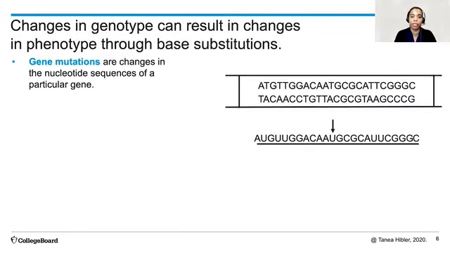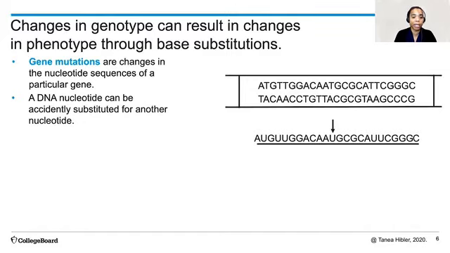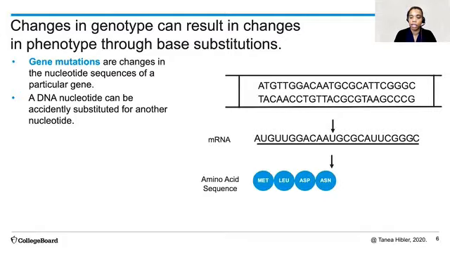Changes in the genotype can result in changes in phenotype through base substitutions. Gene mutations are changes in the nucleotide sequence of a particular gene. A DNA nucleotide can be accidentally substituted for another nucleotide. So here we have our DNA making messenger RNA, and that messenger RNA is going to produce a sequence of amino acids, and that amino acid is going to produce the protein. Then that's the normal function.